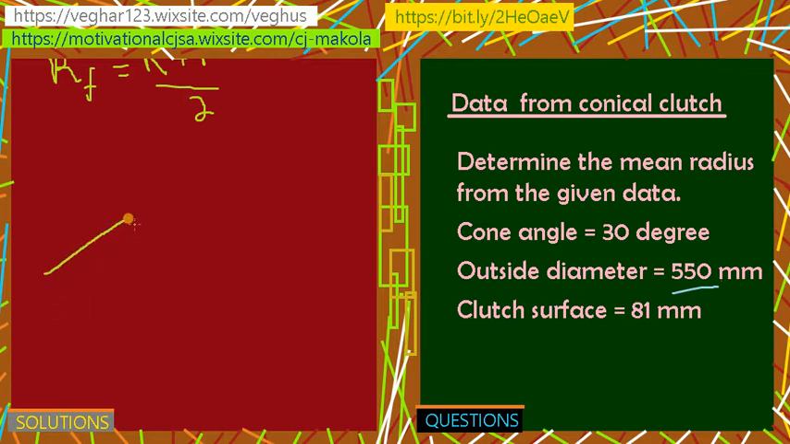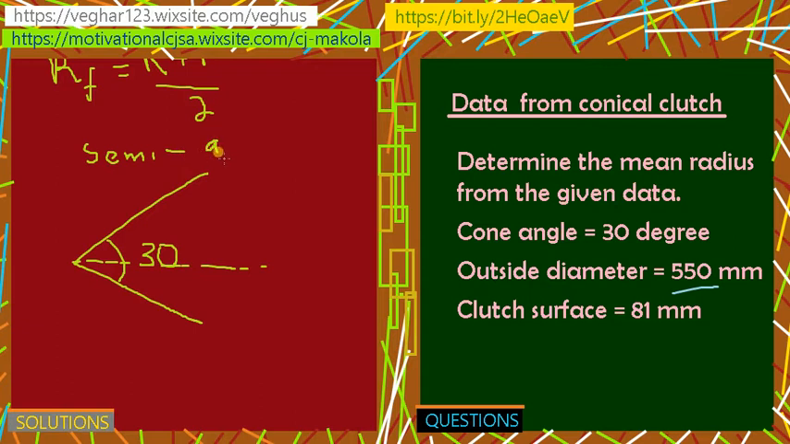So a cone is something like this, you have something like this as the cone. This angle here, they say it is 30 degrees. But we don't need the 30 degrees here, we need half of this. We call it the semi cone angle, so we need a semi cone angle.